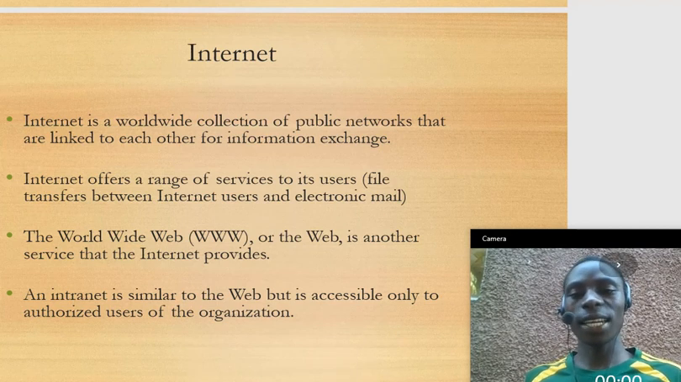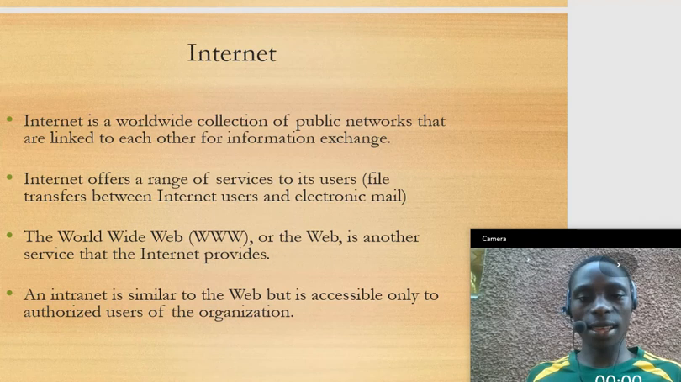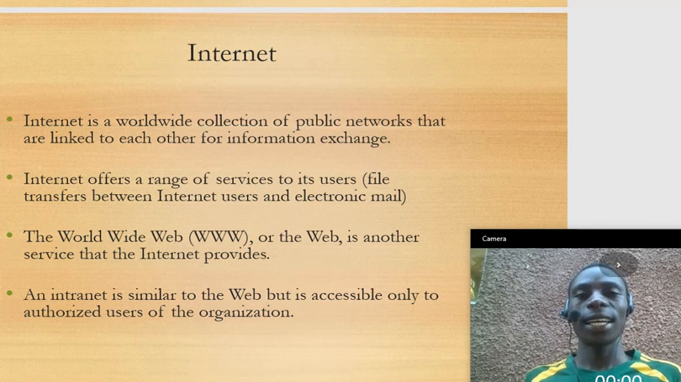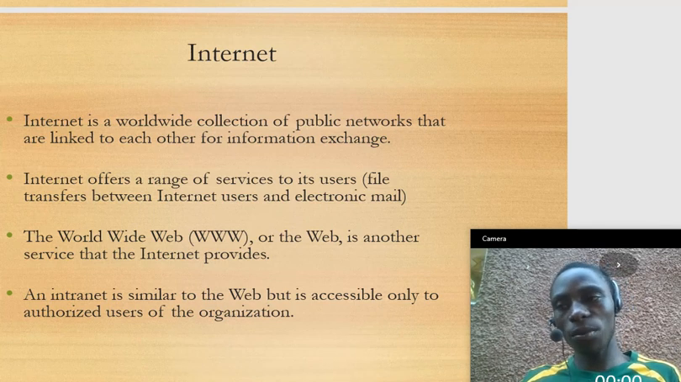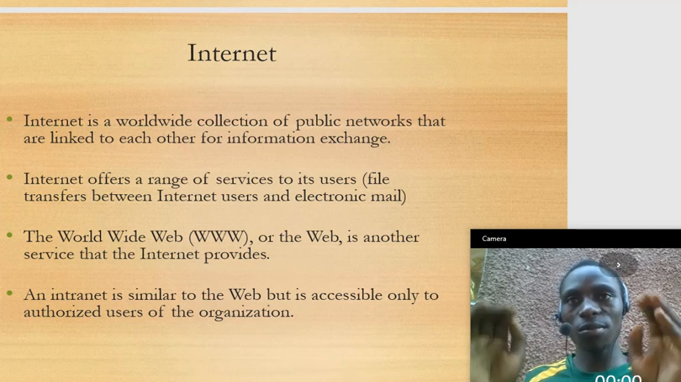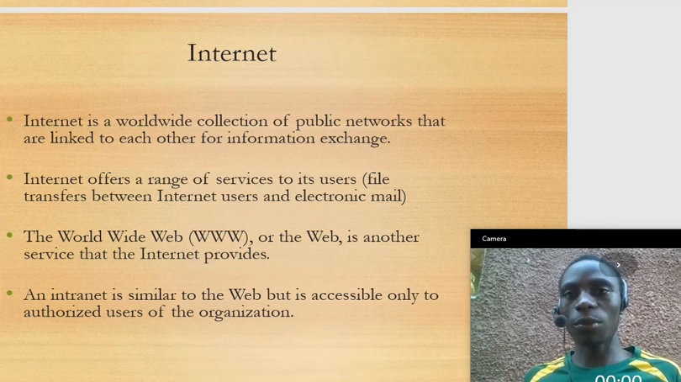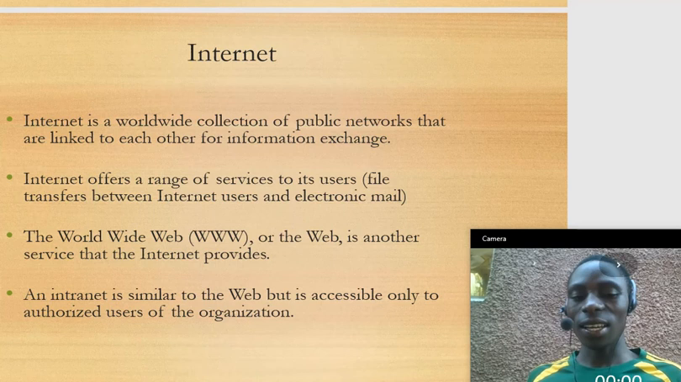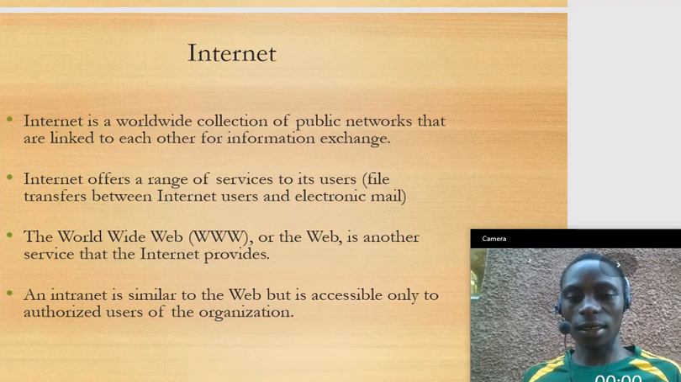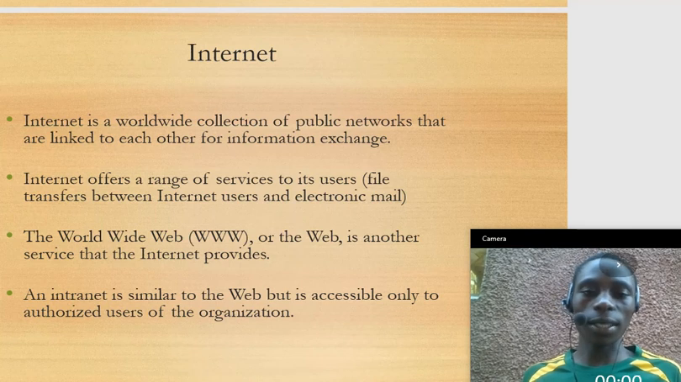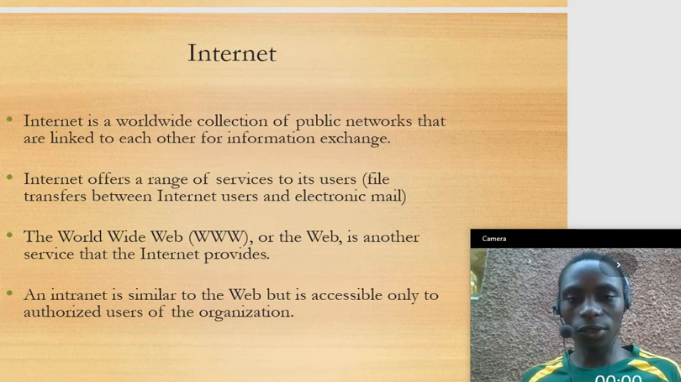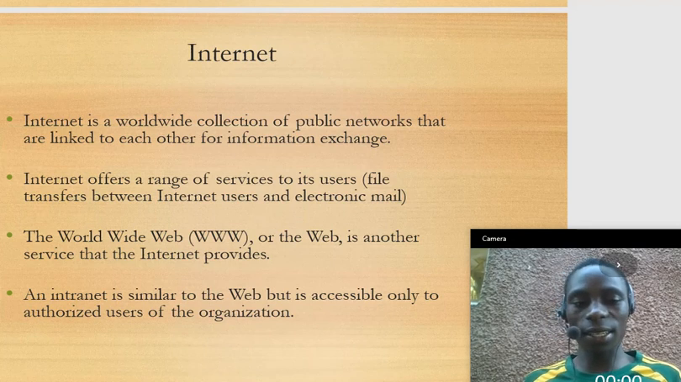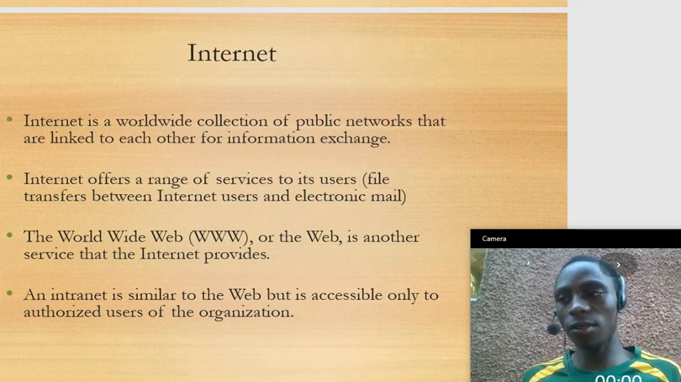So internet is the worldwide collection of public networks that are linked to each other for information exchange or information sharing. So this computer is linked to another computer in Kenya, another computer in Dubai, another computer. So that is the internet. Provided we get public networks, we connect them together. In the other presentations, I said internet is the connection of networks. It's a network of networks. Okay, that means we get private networks, we make them public for other users, then we form the internet.